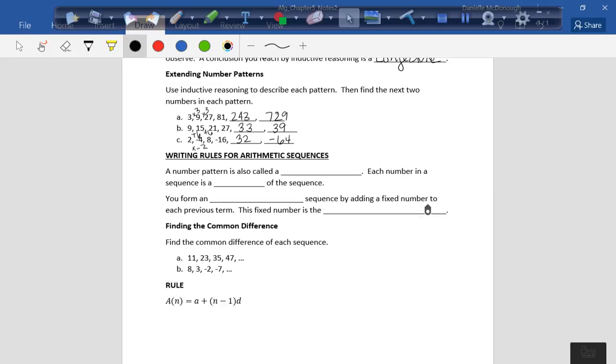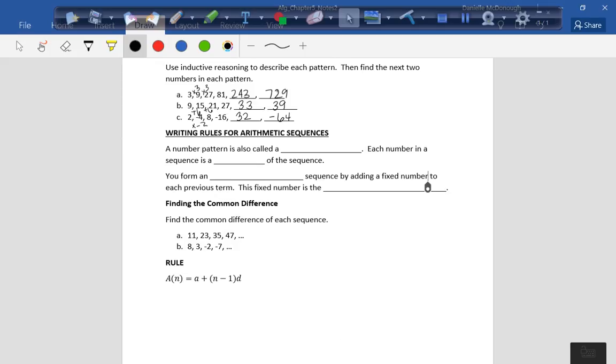So this next part is writing rules for arithmetic sequences. And so a number pattern is called a sequence. It's a sequence of numbers. And then each number in a sequence is a term of the sequence. The first type of sequence we're going to talk about in this chapter is called an arithmetic sequence. You form an arithmetic sequence by adding a fixed number. So the biggest thing here is we're adding a fixed number to each previous term. The fixed number is the common difference.